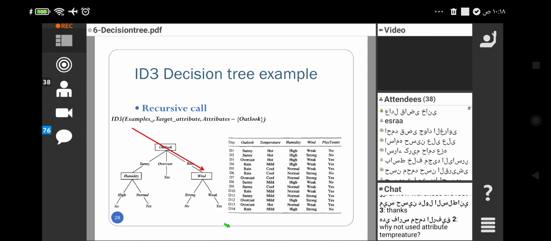Okay, Mrs. Hoda, you asked why not use the attribute temperature? Yes, the attribute temperature is not used because it depends on the data. For the data that we had, we didn't need the attribute temperature based on information gain, because the information gain of the attribute temperature was less than the other attributes. So we didn't select this attribute, and we didn't need it.